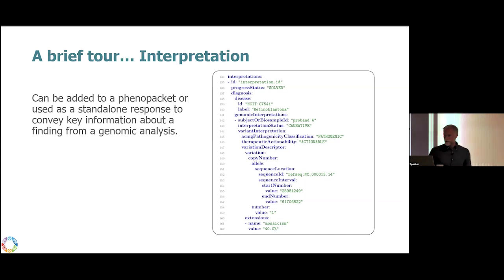So that gives you the idea about how the interpretation might be used. This can be embedded in the phenotype itself to say this is what happened to the patient, and this is why we think we have diagnosed them with this, based on their phenotype.